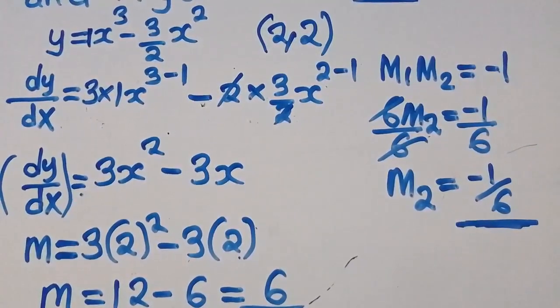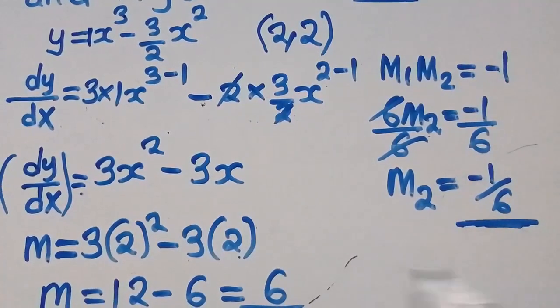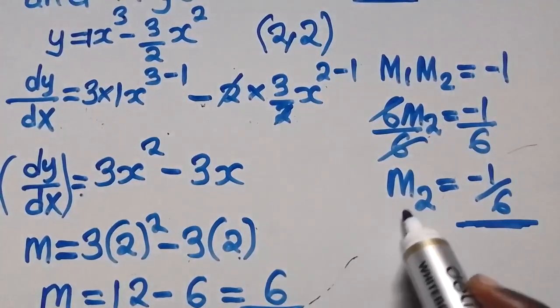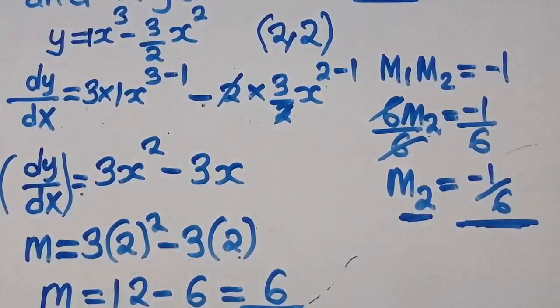Hope you've seen the difference between the equation of the tangent and the equation of the normal. This is what we need to get and understand. This is the gradient for the equation of the normal that we are going to use. So from here you know that it's negative 1 over 6.